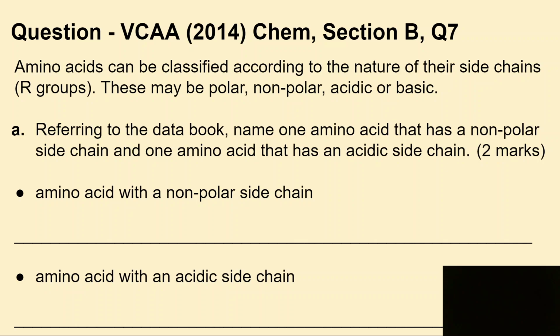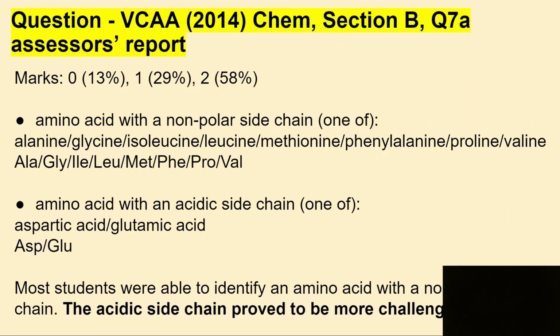And an acidic side chain. There's only two. Glutamic acid or? Aspartic acid. Be careful. Really surprised, only 58% got 2 marks. Easy marks. Amino acid with a non-polar side chain.